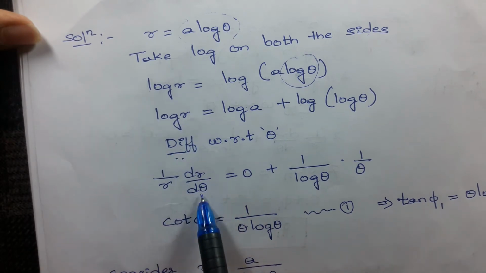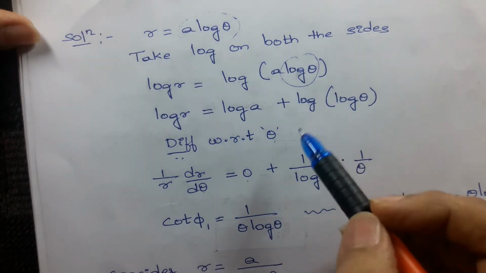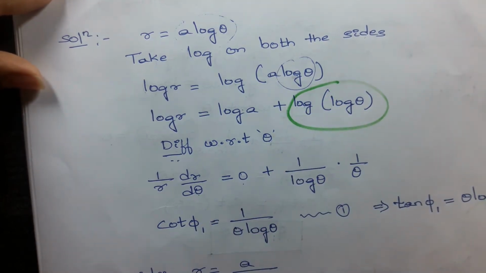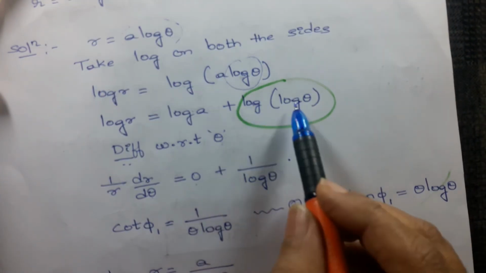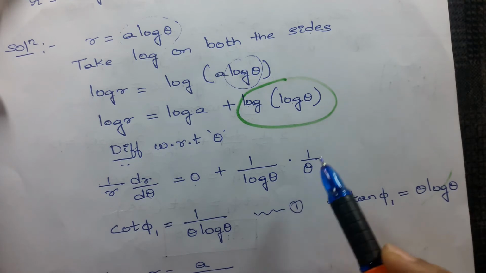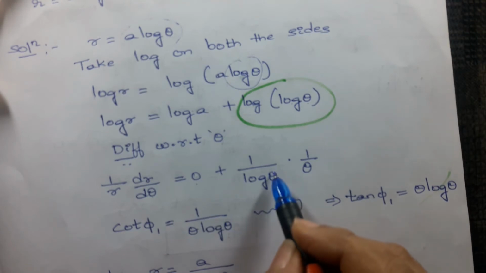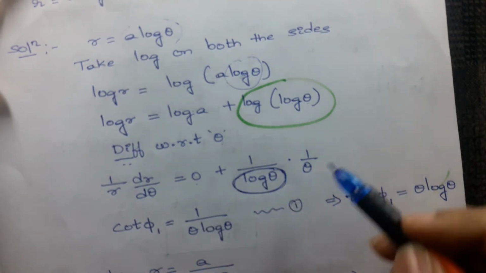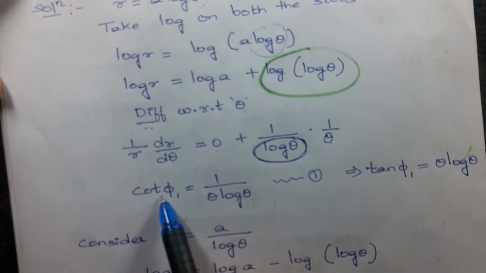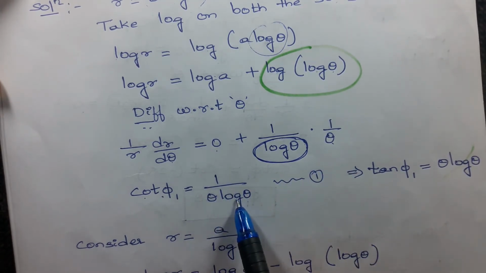1 by r dr by d theta. Log a is constant, so its differentiation is 0. Now look at this function. It is a little confusing, the differentiation of log of log theta. If you have log x, differentiation is 1 by x, and then x again you differentiate. The same thing: log of log theta's differentiation is 1 by log theta, and log theta again if you differentiate, it is 1 by theta. So I'll get cot phi 1 is equal to 1 by theta log theta.